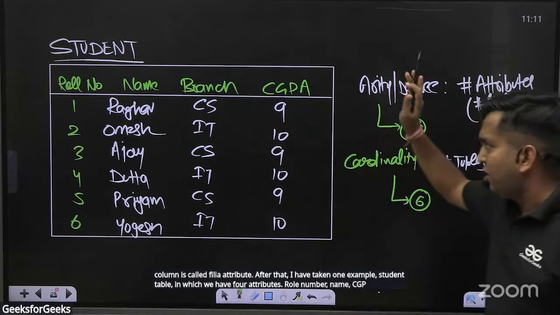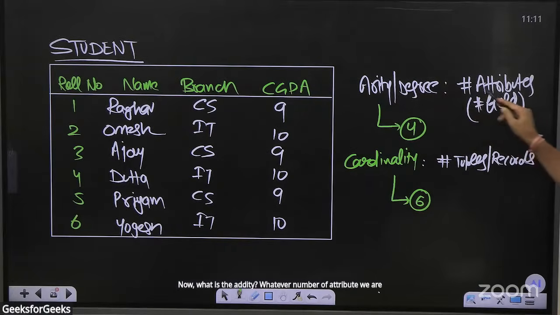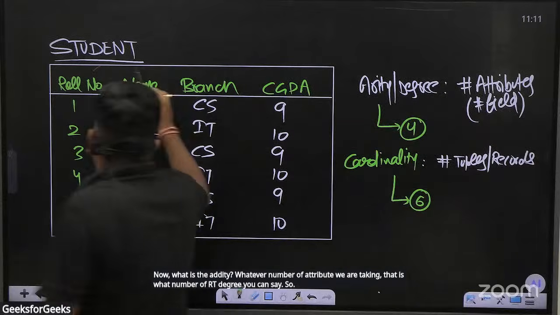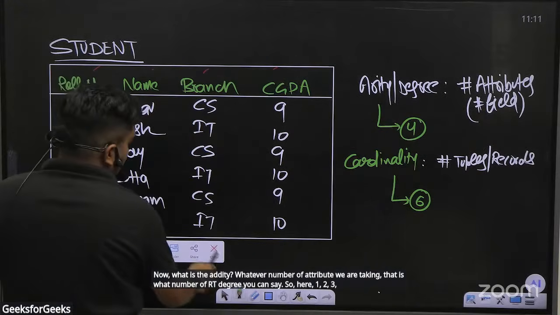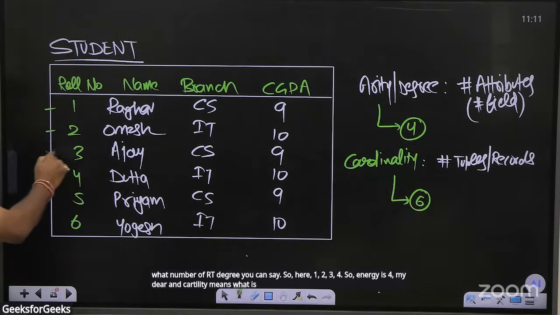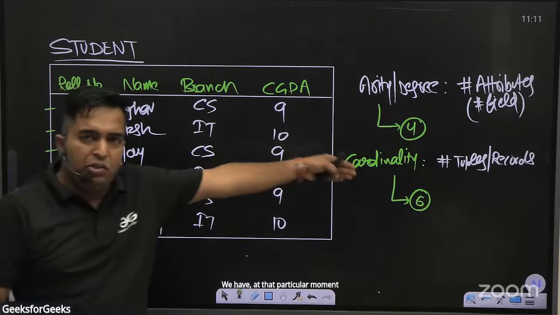After that, I have taken one example, a student table, in which we have 4 attributes: roll number, name, CGPA, and branch. Now, what is the arity? Whatever number of attributes we are taking, that is the arity, or degree you can say. So here 1, 2, 3, 4. So arity is 4, my dear. And cardinality means the number of tuples we have at that particular moment. That number is called cardinality.